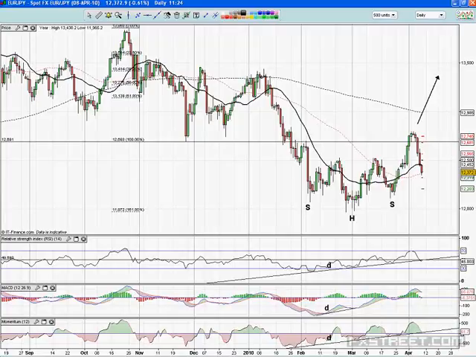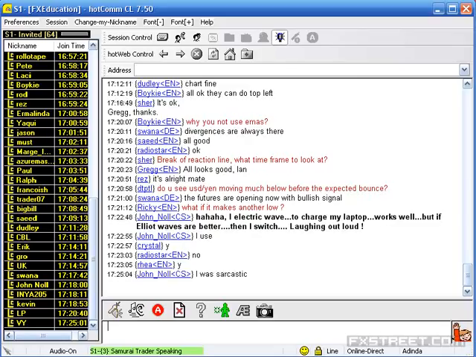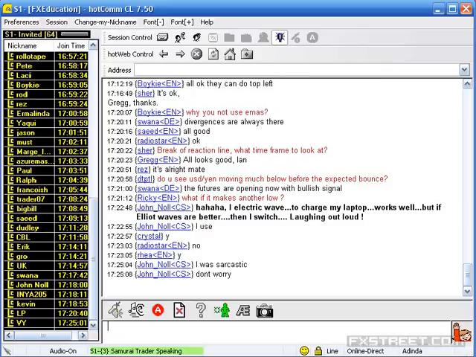Hi John, what does that mean? Electric wave to charge my laptop. Works well, but Elliott wave works better. Nice switch. Don't quite get that one.